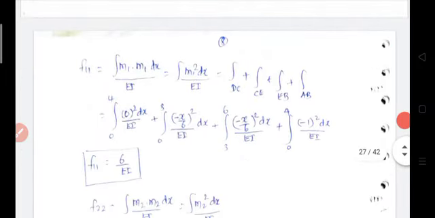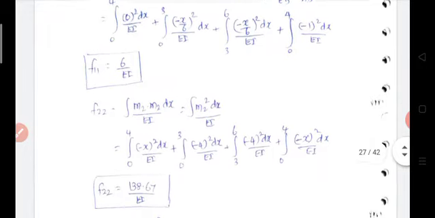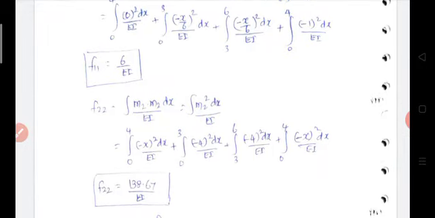Then finally, determine the elements of the flexibility matrix. F11 is equal to integration of m1 squared dx divided by EA, where i and j are 1. Therefore, it becomes m1 squared dx divided by EA. Then substitute the m1 values for each and every portion, then finally integrate it, which gives F11 is equal to 6 by EA. Then F22 is equal to integration of m2 squared dx divided by EA.